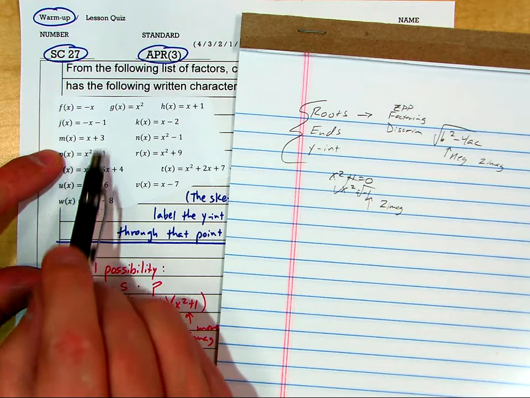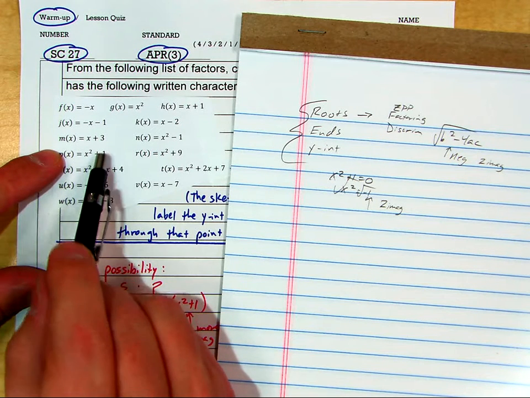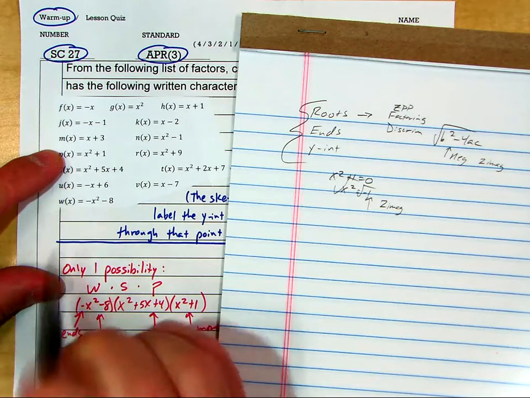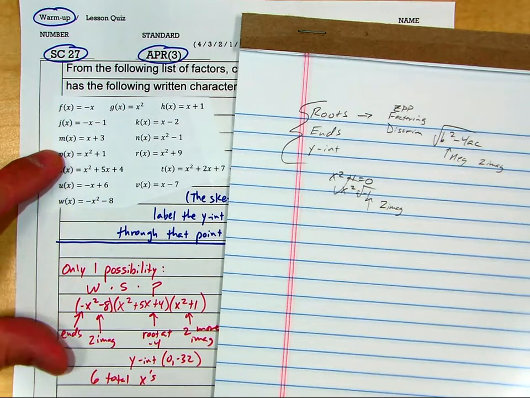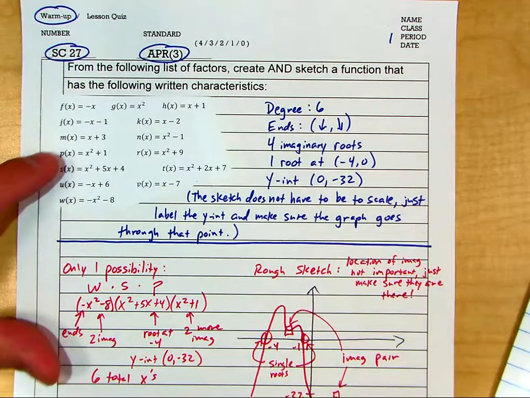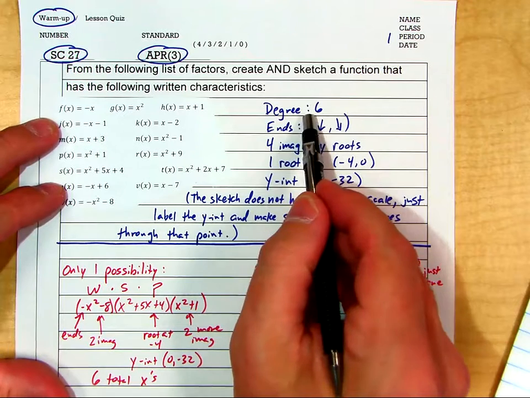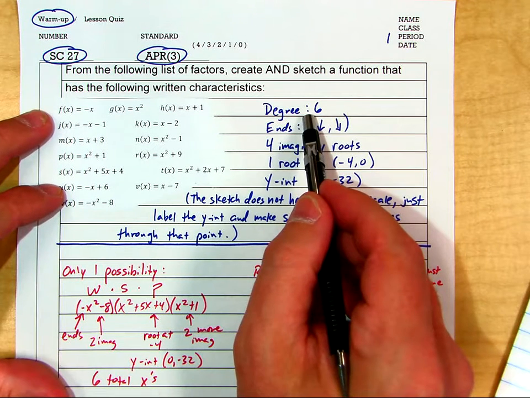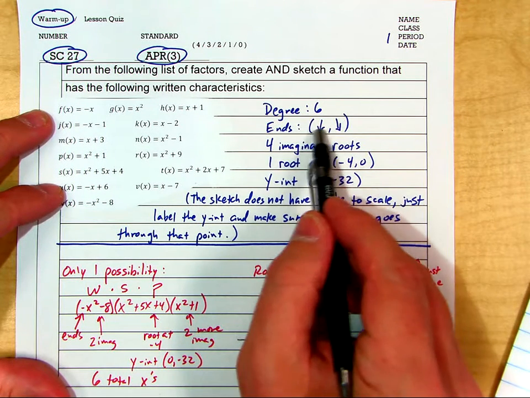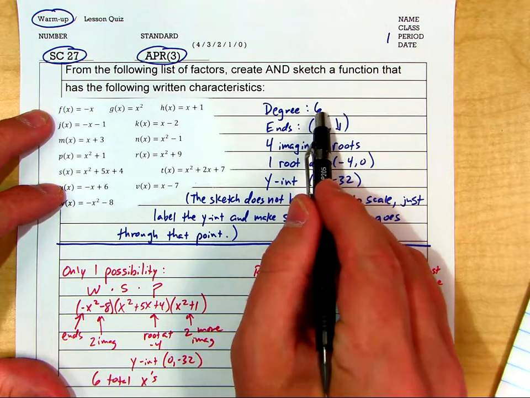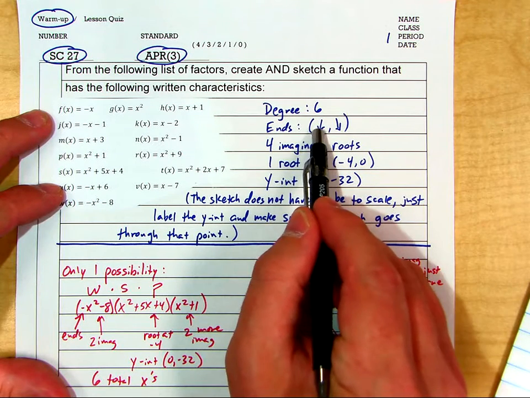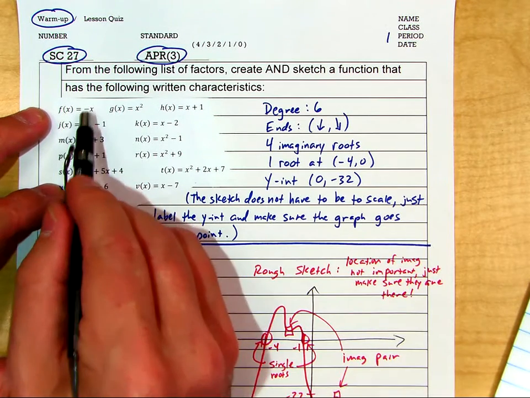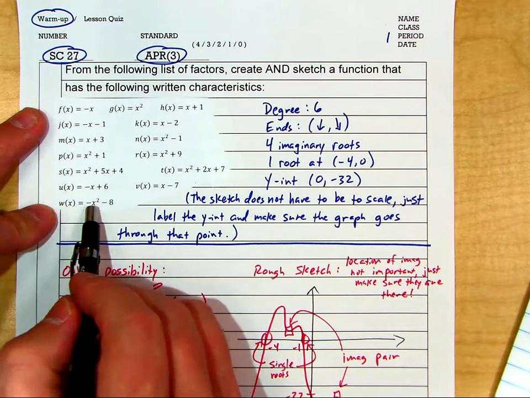Now you're going to build 2 or 3 functions together, and you're going to want to multiply these constants together to find the exact y-intercept. Now for this specific example, I need to have degree 6, so I want to make sure I have 6 x's in there somewhere. The end behavior is down, down. That makes sense because that's even, so the left end matches the right end. So I'm going to have either f or j or w in there.